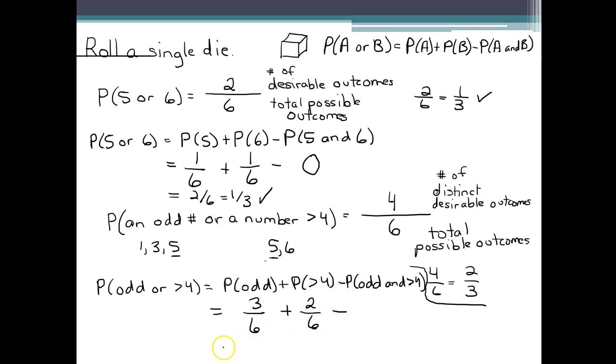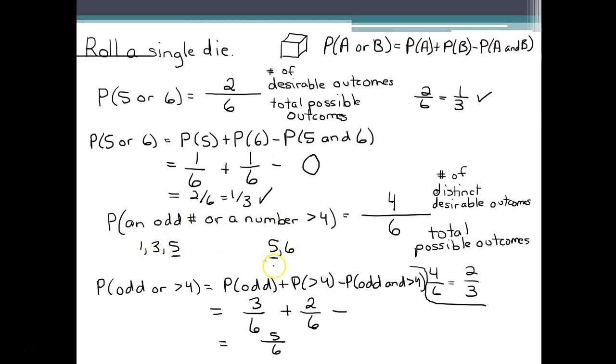But then when we do this, notice that we're getting 5/6 so far, but our answer had been 4/6. But remember, the 5 got counted twice here. It got counted under the probability of rolling an odd. It also got counted under the probability of rolling a greater than 4. So when you add 3 plus 2, you get 5.